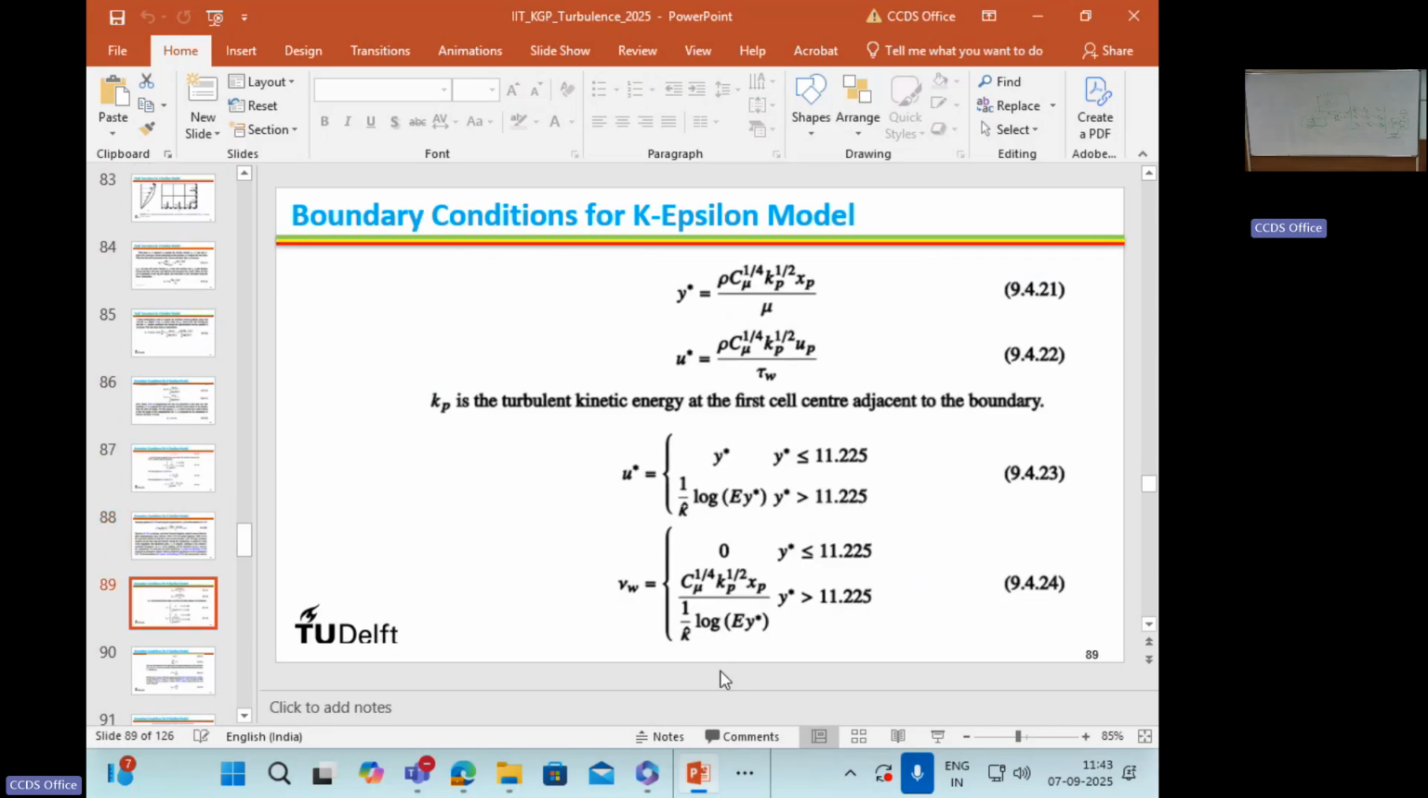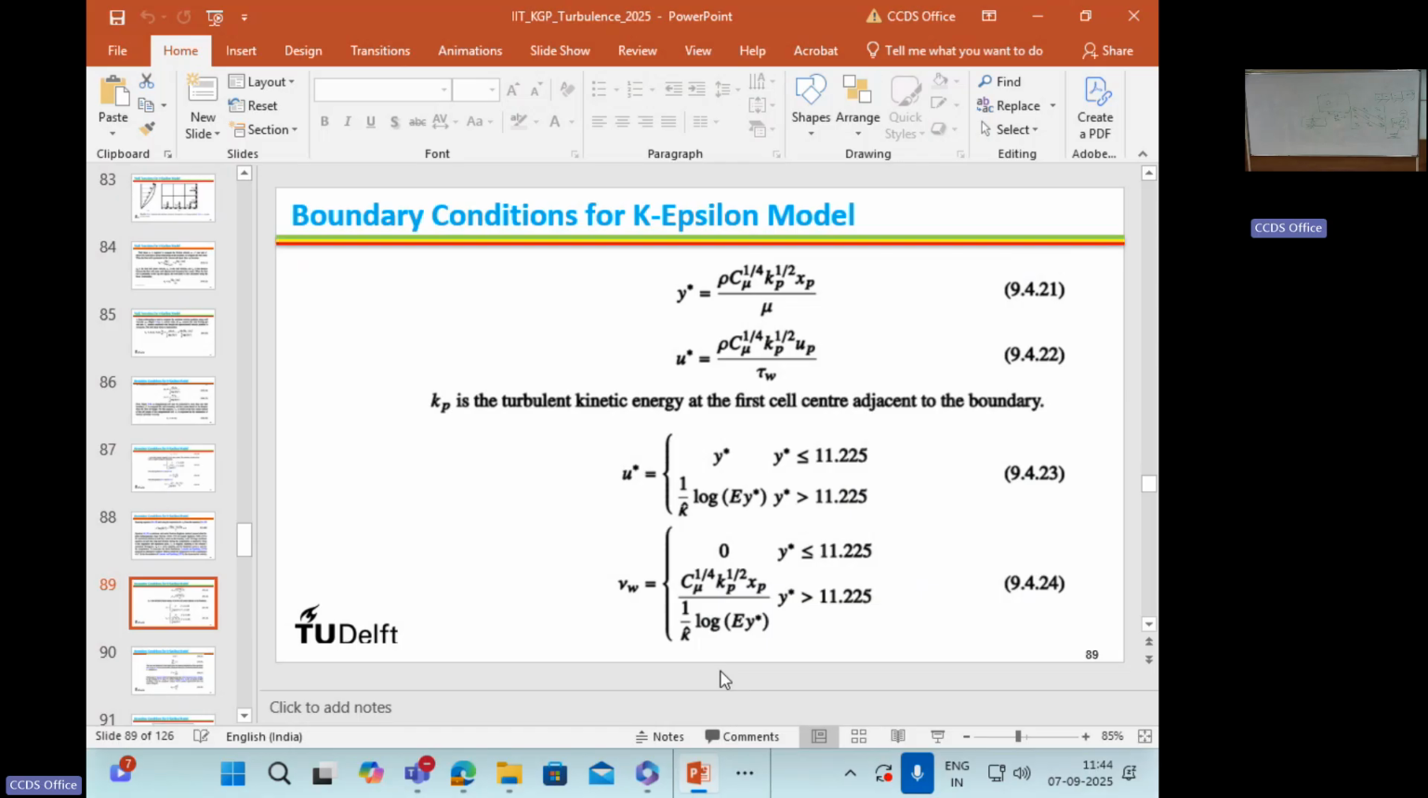So now comes y star. How is y star defined? The non-dimensionalized. So Kp is what? The kinetic energy at the first cell center. Suppose this is my solid wall. These are my computational cells. At the cell center, once I solve the differential equation, I have from the previous iteration or previous time step, the value of K everywhere, Kp, that I call the kinetic energy at the first cell. So you take the value of K from the previous time step or the previous iteration, and you put it over here.